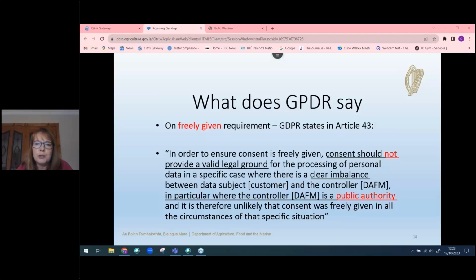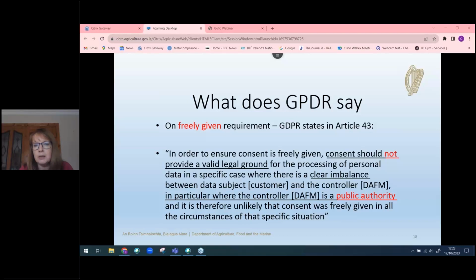So what is Article 43 actually saying? So Article 43 is saying that in circumstances where there is an imbalance in the relationship between the customer and the controller, it's unlikely that consent can be given freely. And in particular, it mentions if the controller is a public authority. So that is really pointing out to us that we are not really in a position to be going to seek consent from our customers for the use of their personal data. We are a public authority.